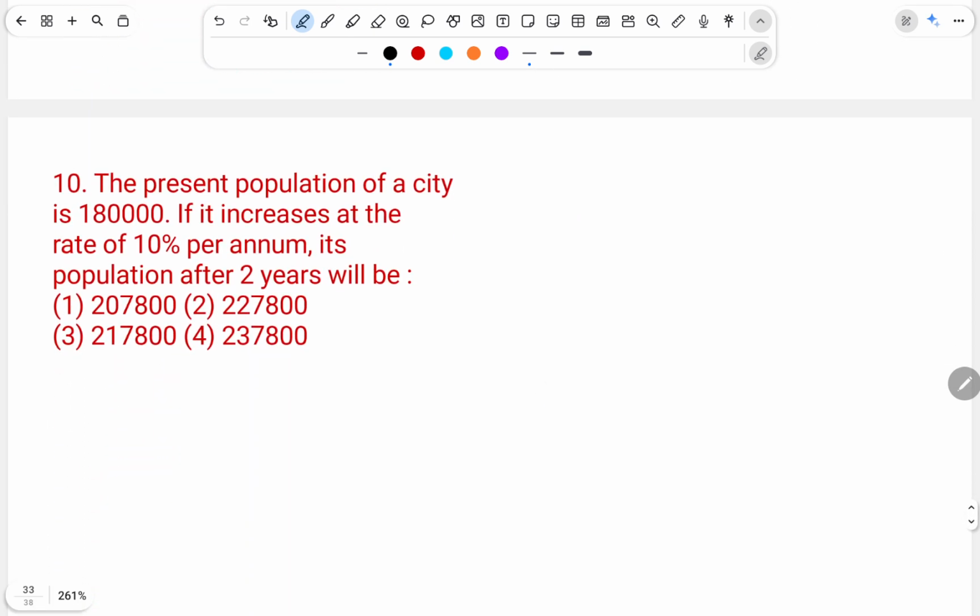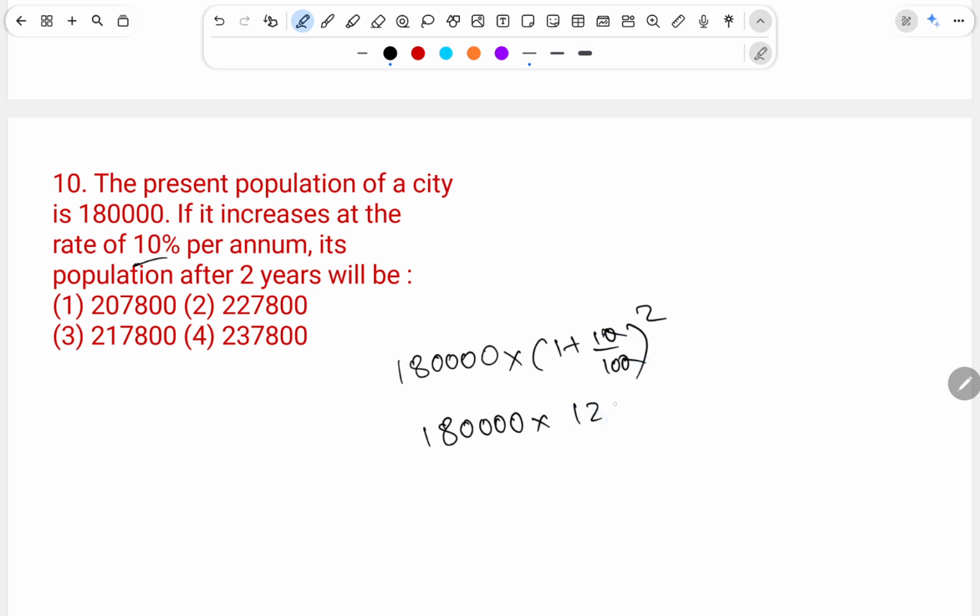The present population of a city is 1,80,000. If it increases at the rate of 10% per annum, its population after 2 years will be? 1,80,000 into how much percent is increasing? 10%. 1 plus 10 by 100 whole power 2 years. So it becomes 1,80,000 into (11 by 10) whole square, which is 121 by 100. 2 zeros got cancelled. Now 1800 into 121.